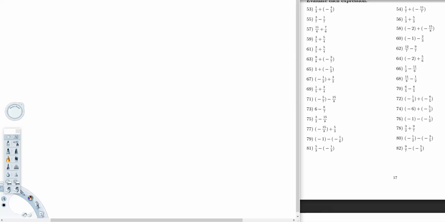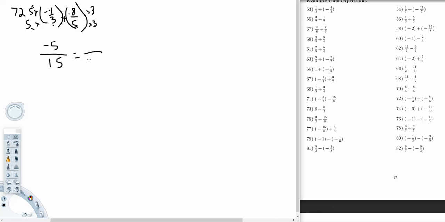72 now. Minus 1 over 3 plus 8 over 5. That's a negative. Is that right? Am I getting that right? Okay, so that's pretty good. So this will multiply by 5, and this will multiply by 3. 5 times negative 1, negative 5. 5 times 3, 15. 5 times 3, 15.